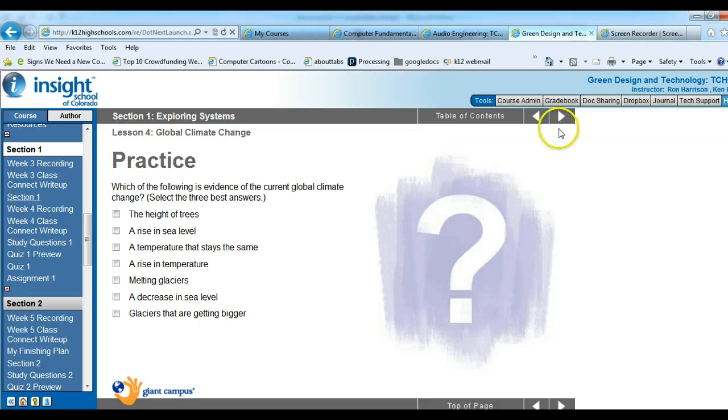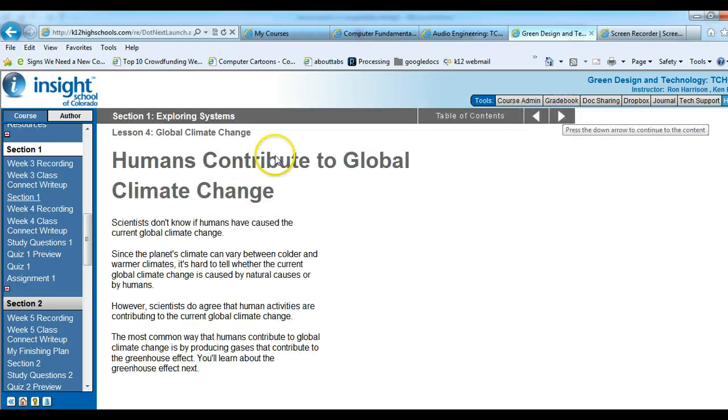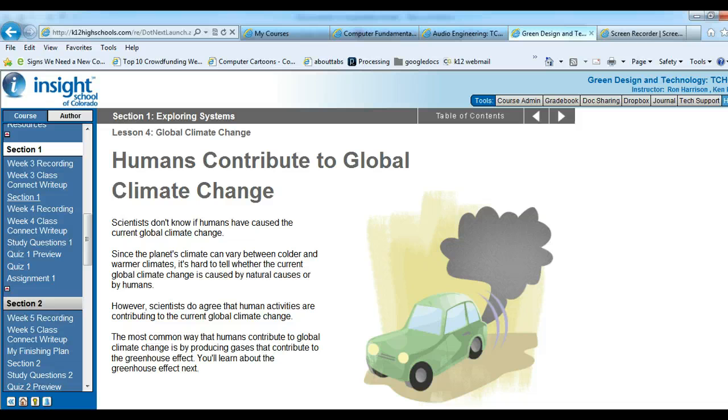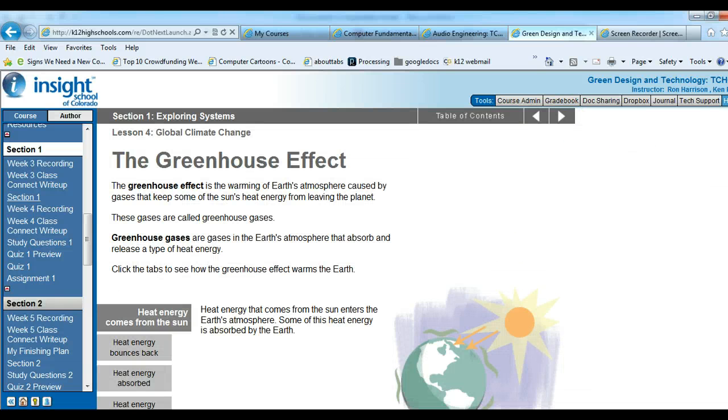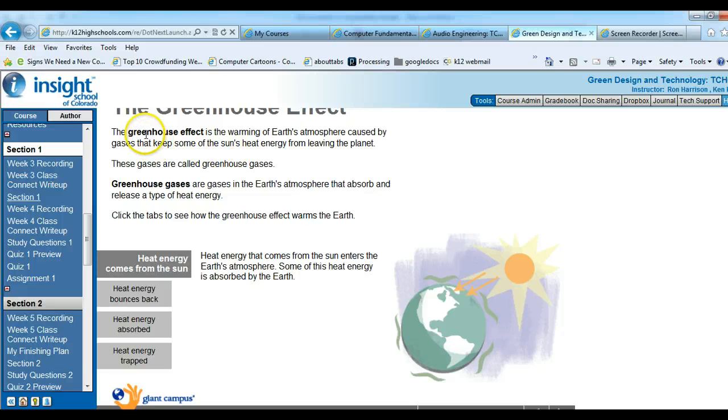Practice, so go ahead and see what you know about that. Human contribution. So this is probably the thing that most of you are aware of. I mean, how does mankind affect climate? Well, the first thing to think about is we need to know what greenhouse effect is.